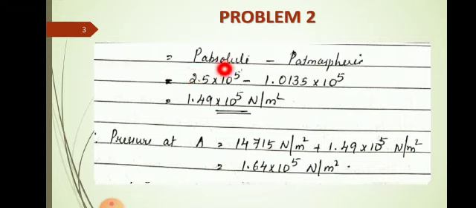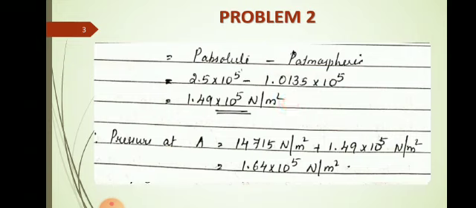So P absolute is given as 2.5 × 10^5 Newton per meter square, and the P atmospheric is given as 1.0135 × 10^5 Newton per meter square. So the gauge pressure will be obtained as 1.49 × 10^5 Newton per meter square.